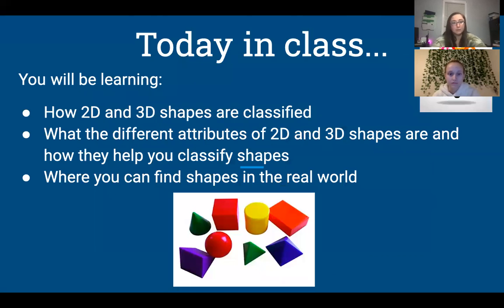Today in class, you will be learning how 2D and 3D shapes are classified, what the different attributes of 2D and 3D shapes are and how they help you classify shapes. And lastly, you'll be learning where you can find shapes in the real world.